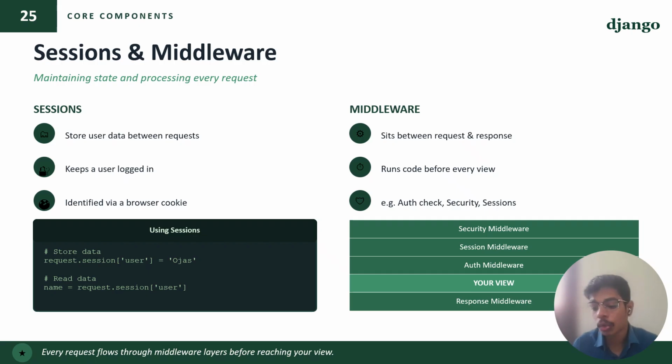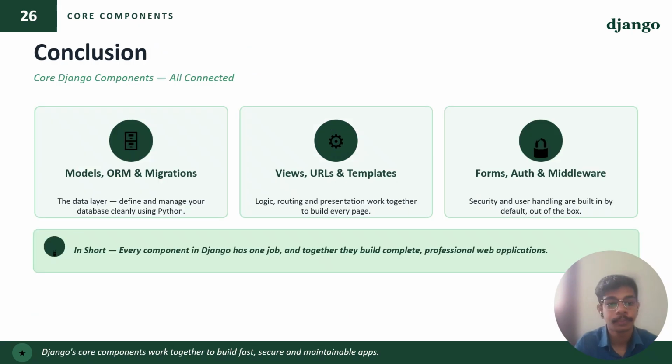Now let's summarize all the core components that we have observed. This slide summarizes all the core components of Django. Models and the ORM manage the database. Views contain the application logic. URLs route the request to the correct views. Templates display the final web pages. Forms collect and validate the user input. Authentication manages the users and login. The middleware processes every request before it reaches the application. Each component has its own responsibility, but together they work as one complete framework.